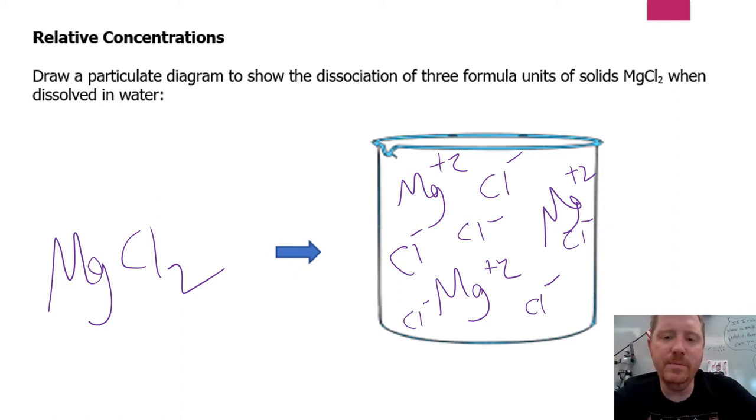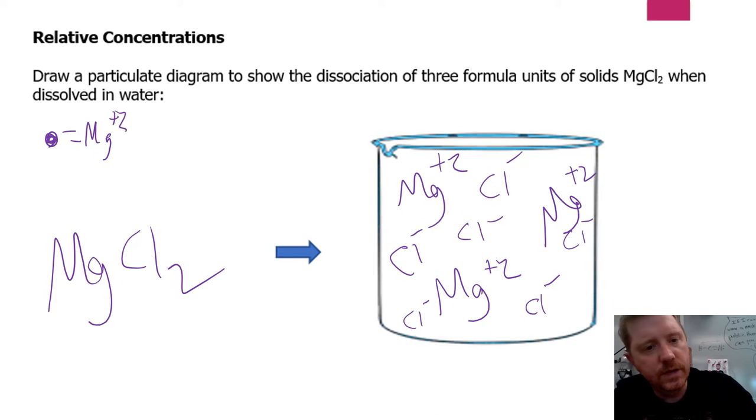Hey, I'm not the best at drawing MgCl2 a bunch of times. It's totally okay to say this equals Mg2+ and this equals Cl-. And then you could have drawn, oops, I changed colors.